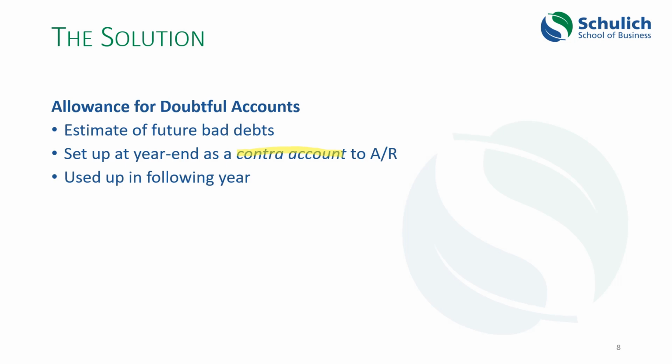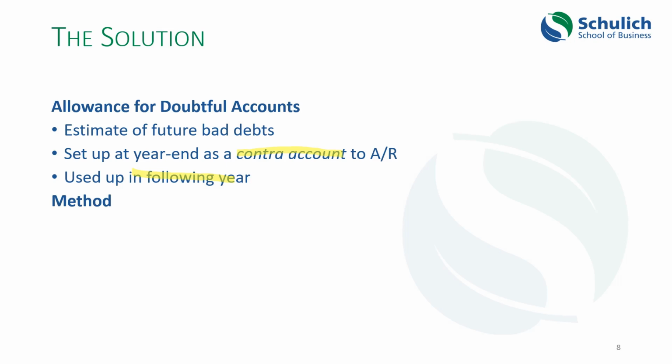And then we're going to use up that allowance in the following year, and that solves the matching problem. We end up with the bad debts expense being recorded in the same period as the revenue event, and then when the bad debts event happens, there's no effect on the financial statements. Let's see how that works.